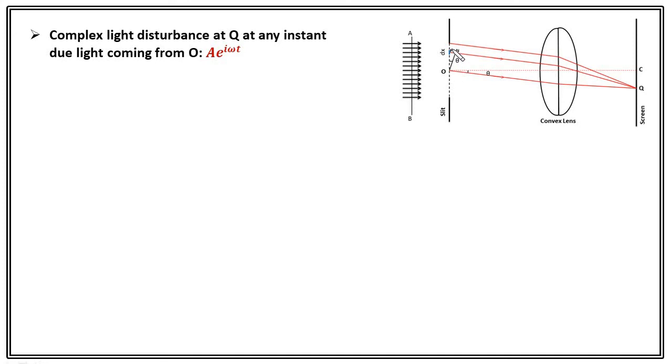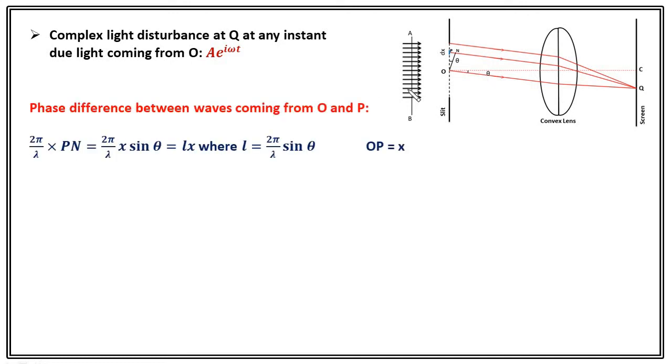Now the next question is, what will be the complex light disturbance at point Q due to light coming from this point P? How can we do that? As we can see, there is a path difference between these two lights. This path difference will introduce a phase difference. So we just need to incorporate that phase difference, and then we can easily calculate the complex light disturbance at point Q due to light coming from point P. We know the phase difference is 2 pi by lambda times the path difference.